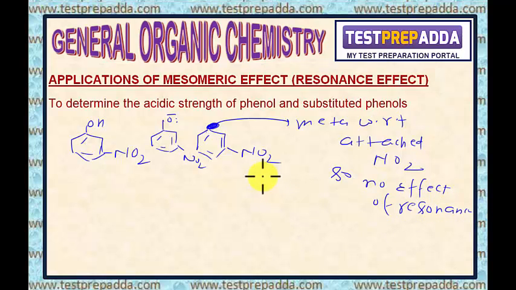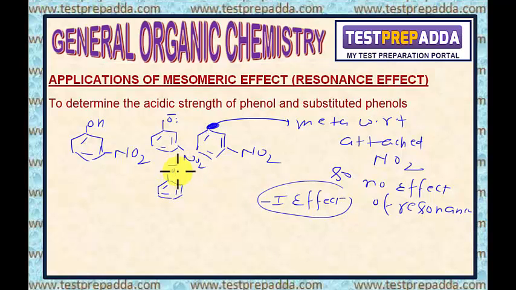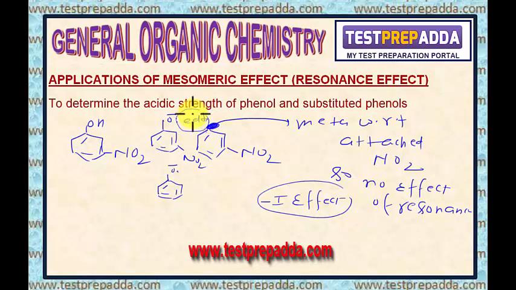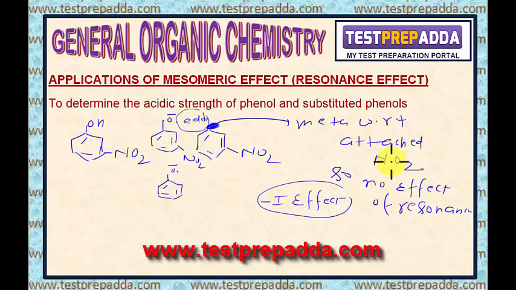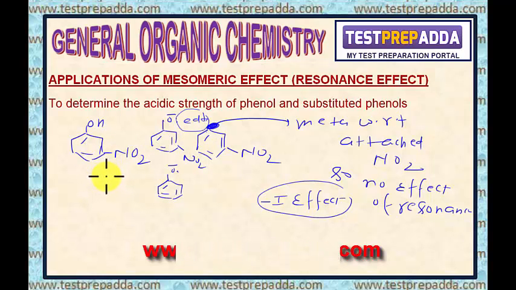But at the same time, this NO2 is a minus I effect group. So it is electron withdrawing and this is distance dependent. So due to minus I effect, it will withdraw electrons. If I compare with the normal phenol, here the electron density will be less. But that is only because of inductive effect, not the mesomeric effect. So here also meta-nitrophenol will be more acidic than normal phenol.